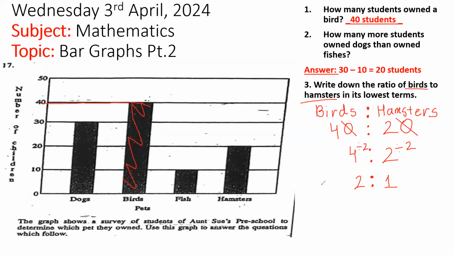Yes, sir. So we have to find the ratio of birds to hamsters. Birds is 40, colon, and hamsters is 20. And we cross out the zeros from the 40 and the 20, giving us 4 to 2. And then we divide them by 2, giving us our final answer, 2 to 1. 2 to 1, very good.